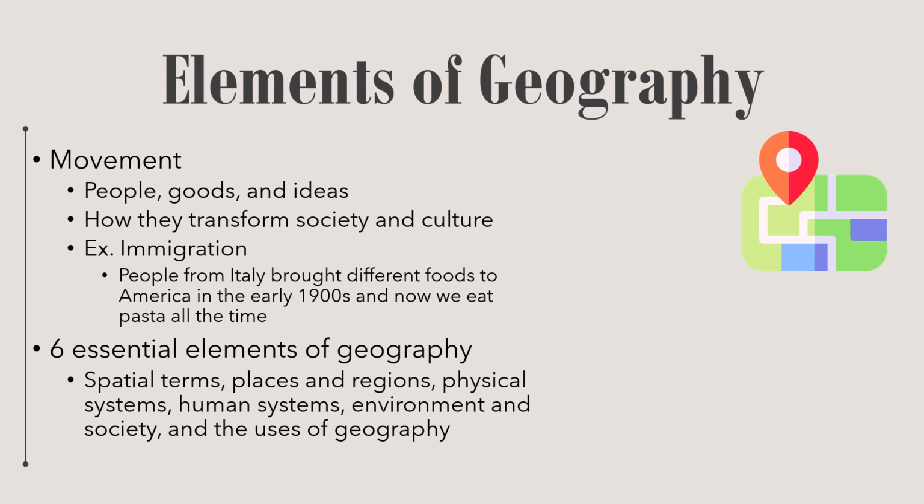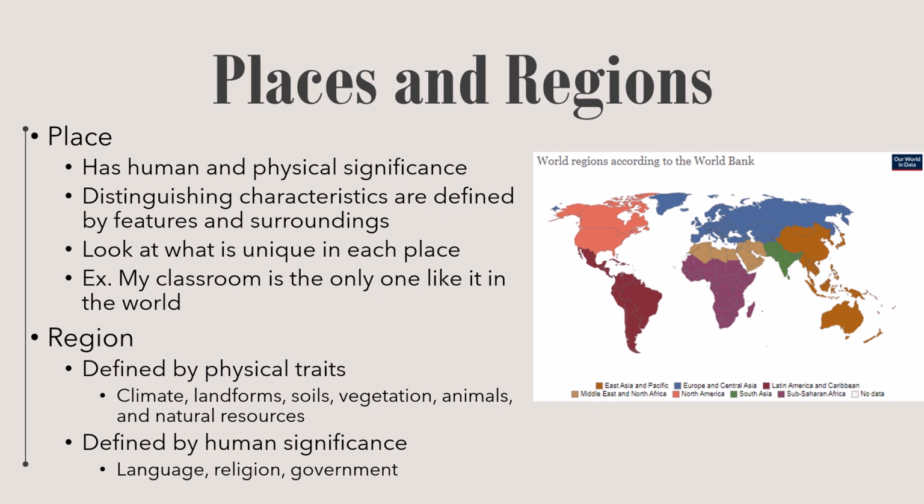Now we also have the 6 essential elements of geography, and these are going to intersect with the 5 themes. So we're just going to talk about them together. So the 6 essential elements are spatial terms, places and regions, physical systems, human systems, environment and society, and the uses of geography. So with the 5 themes, you have place as one of the themes and region as one of the themes. With the 6 essential elements of geography, you combine place and regions.